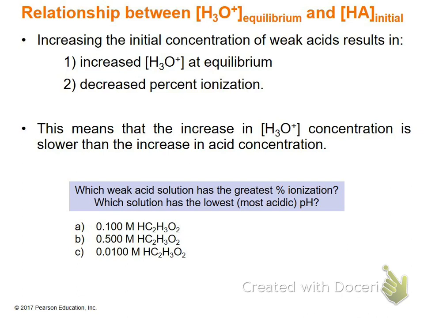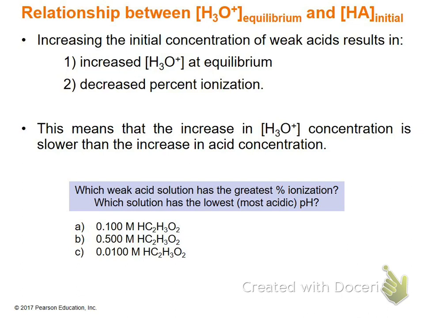All right, so we're going to answer the second question first. Which solution has the lowest, most acidic pH? So the one with the lowest pH, the most acidic, is going to be the one that will generate the most hydronium ion, H3O+, because pH is equivalent to the negative log of the concentration of the hydronium ion. So the greater the concentration of this hydronium ion, the lower the pH, because you're taking the negative log of it.